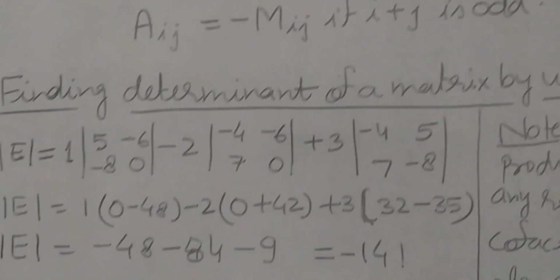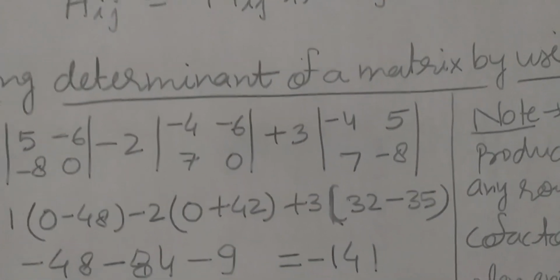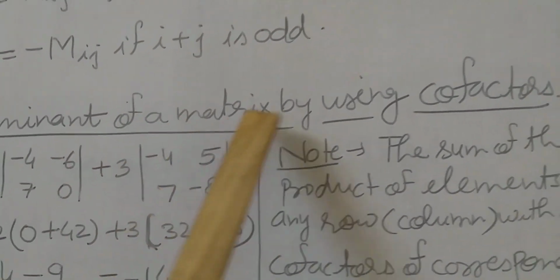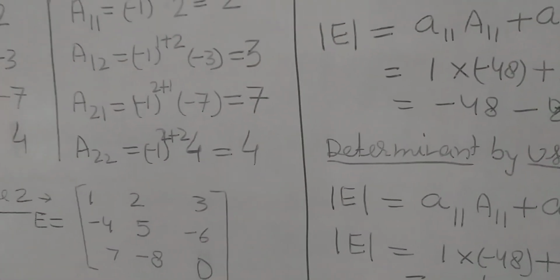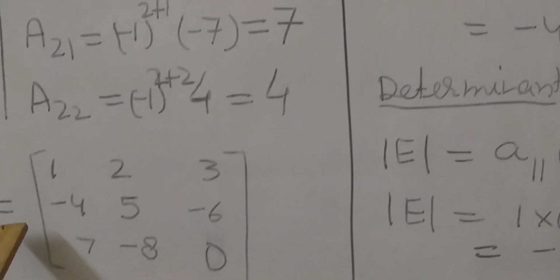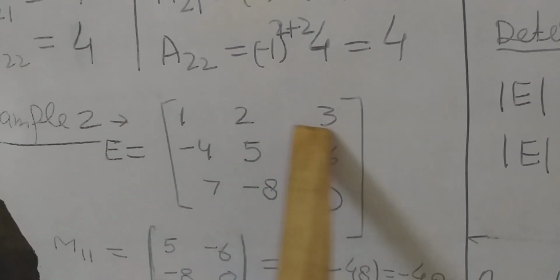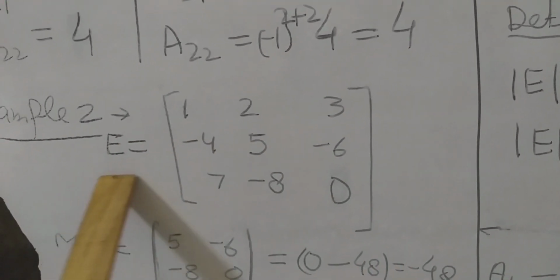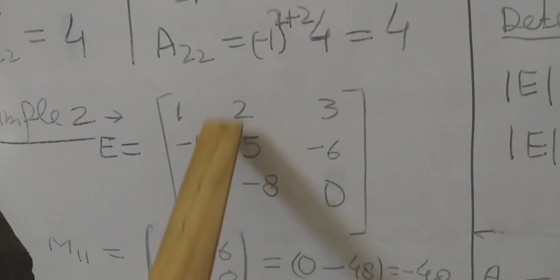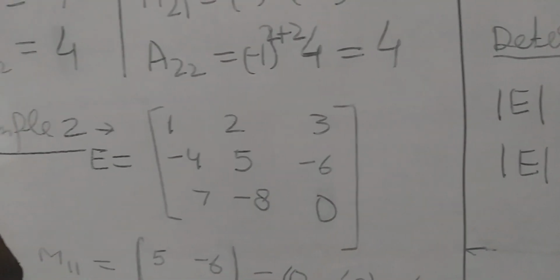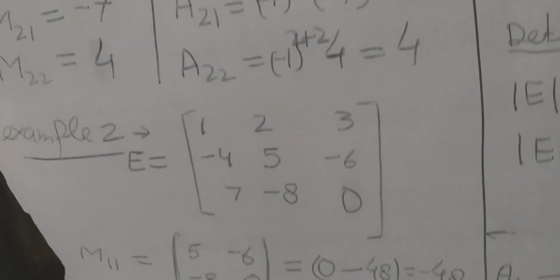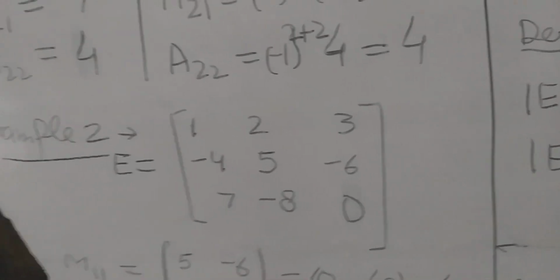So what are the uses of minor and cofactor? We can take that later. Now students, how can we find the determinant of a matrix by using cofactor? Generally, students, yesterday I discussed with you how you can find the determinant by expanding the matrix along the first row, second row, third row, or first column, second column, or third column. Six methods are there to find the determinant of a matrix.